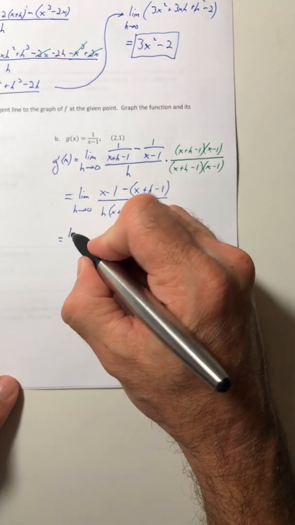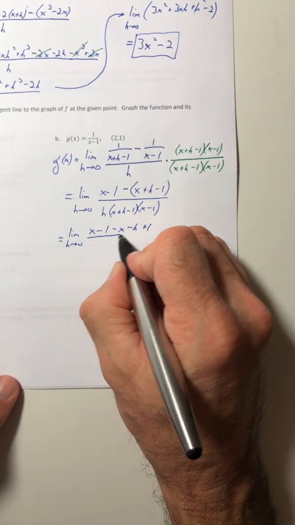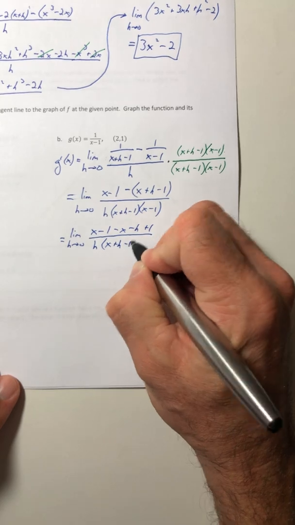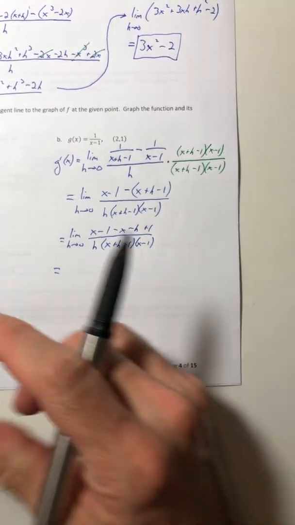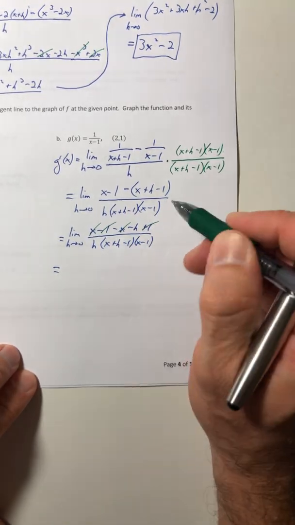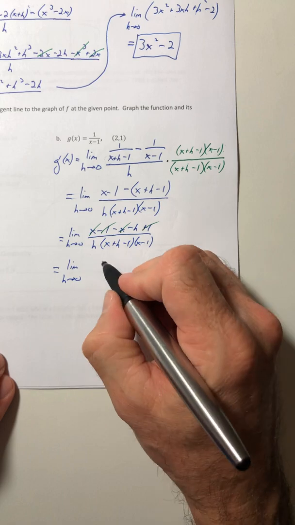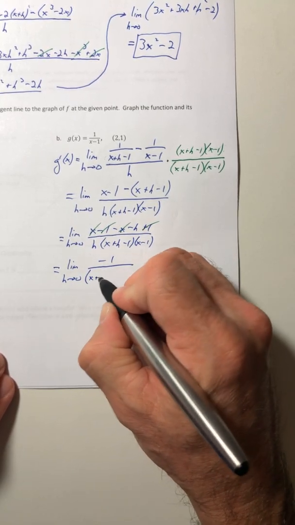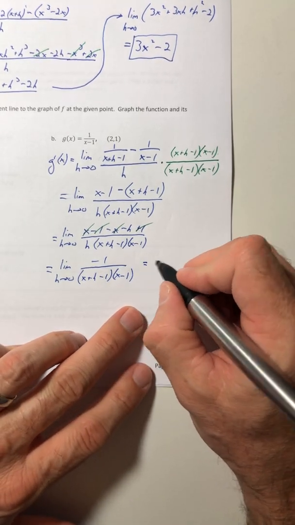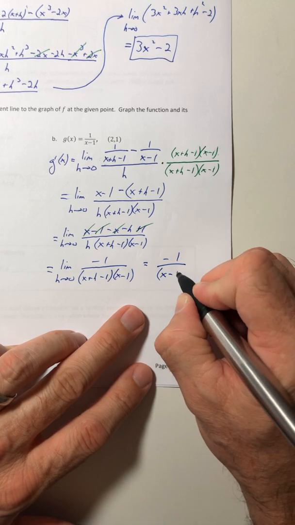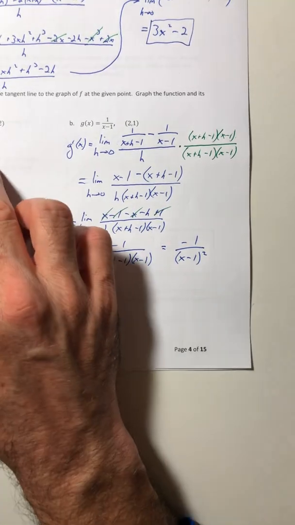Okay, so just distribute. Keep the denominator the same. And if you notice, a lot of stuff in the numerator cancels out. Your x's are gone, the 1's are gone. And so you're left with the negative h, which can cancel out the h in the denominator. So you have a negative 1 all over x plus h minus 1 times x minus 1. And now you can finally plug in that 0 for h. So you get negative 1 over x minus 1 squared. So there's your derivative, but we've got to find the actual equation of the tangent line.